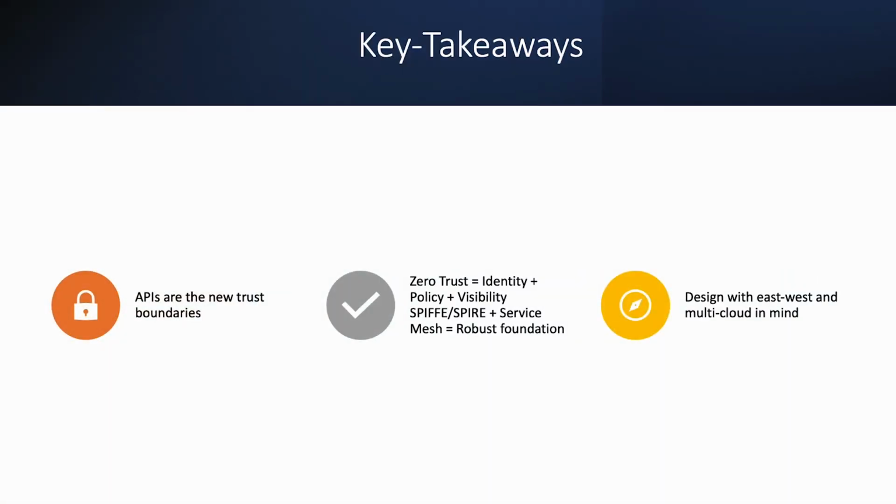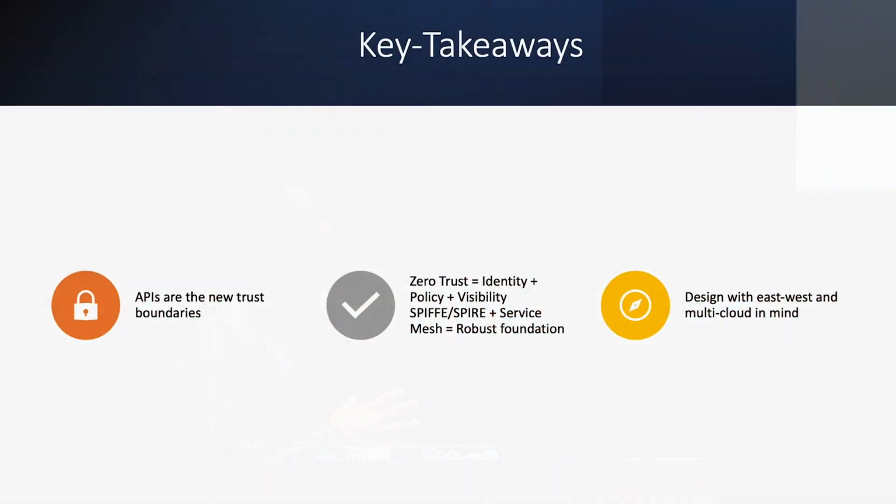But the key takeaways from this talk are that APIs themselves are the new trust boundaries, and while we define and implement APIs, we should care about how we implement security at that layer. Zero trust is about identity, policy, and visibility. SPIFFE and SPIRE plus service mesh is just one means to that robust foundation. My GitHub repo is just one example of how this can be implemented. There are probably several other ways to do it.